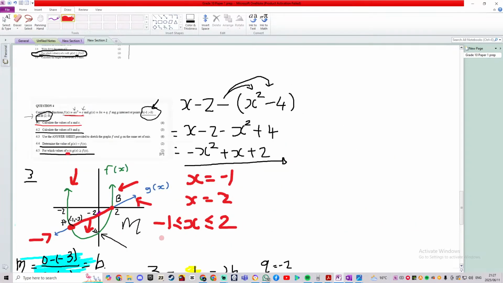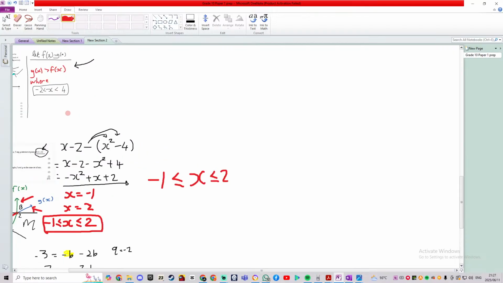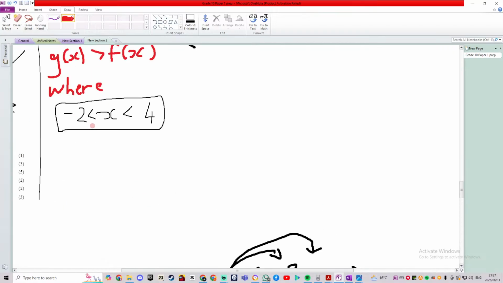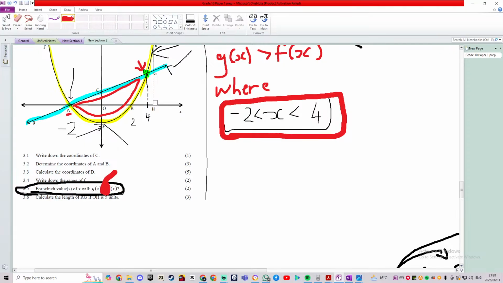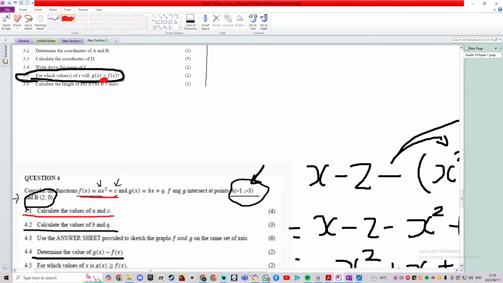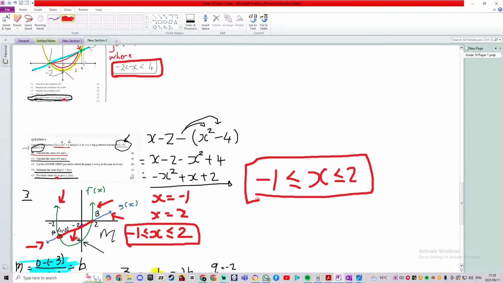This is how you write it, like this. -1 and 2. Unlike here, where we did just in between, there was no equal to. We didn't put equal to because this one didn't have equal to. But this one must include equal to, no? Okay, you did. Yes, Senzo. Beautiful. So that is our answer there.